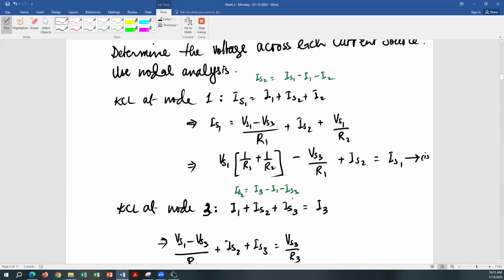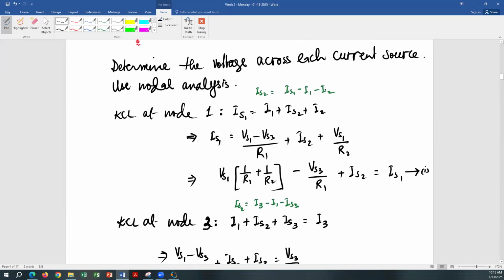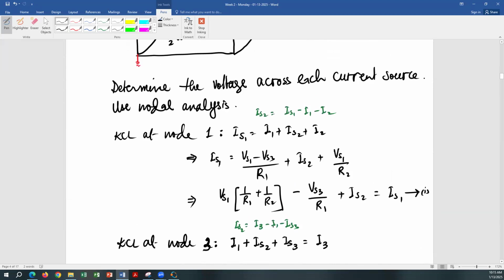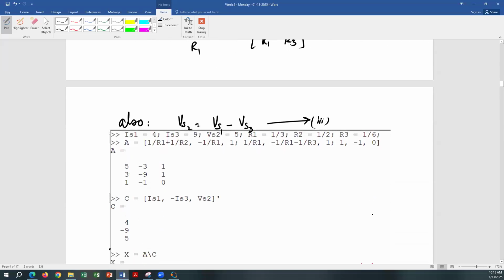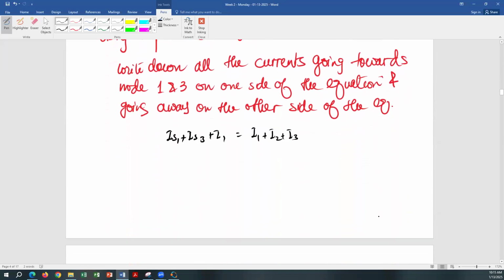Let's look at these equations. IS1 minus I1 minus I2 is equal to I3 minus I1 minus IS3. So I1 and I1 will be cancelled out on each side of the equation. As you can see, we don't really have to consider this because they're cancelled out. So your equation is going to be reduced to I2 plus I3 equals IS1 minus IS3.